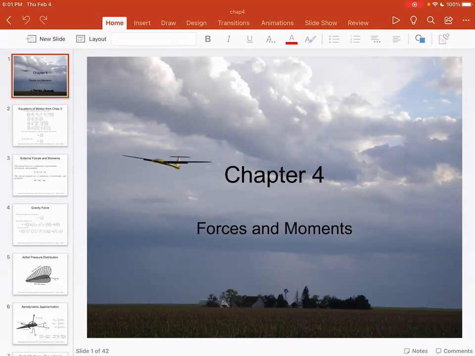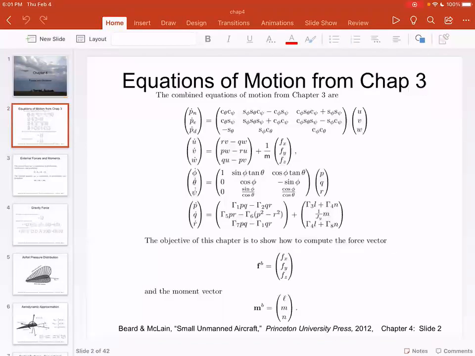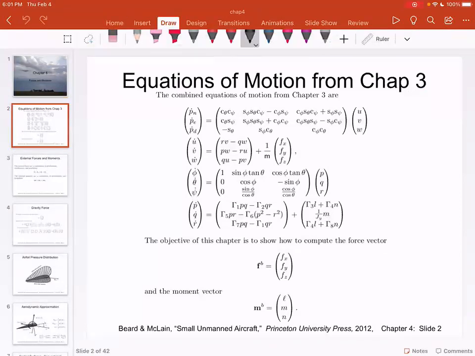Now, we will start this chapter with a quick review of the equations of motion from chapter 3. What I want to emphasize here is that when we looked at these equations, and when we simulated them, we did not take into account the effect of forces, and the effect of moments, which are L, M, and N. If you recollect, all our forces were zero.